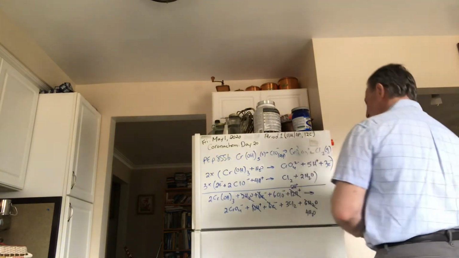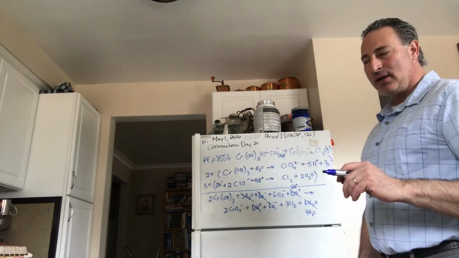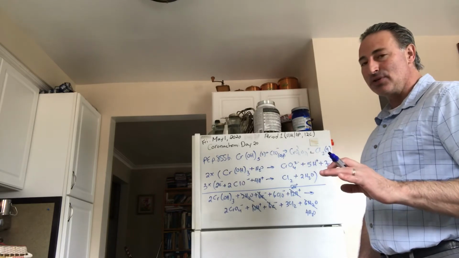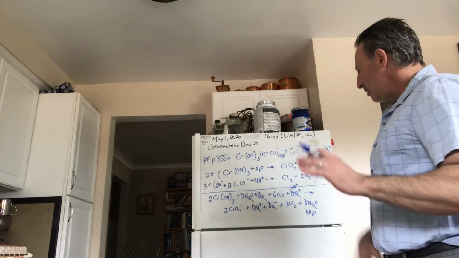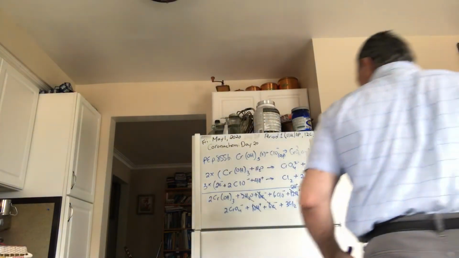Okay. Now, I want to balance this equation in basic solution. So the way I'm going to do that, perhaps I should just rewrite it neatly so you can see what's going on. So I'll do that again. I'll just rewrite it here. Make sure I'm doing it right.